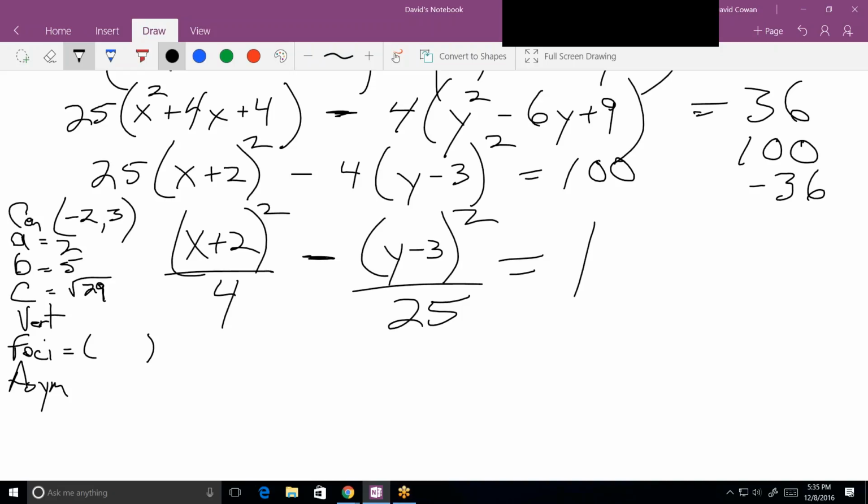So where are the foci? It would be at -2 plus the square root of 29, comma 3. And the other one? Another one would be -2 minus the square root of 29, comma 3. There you go.